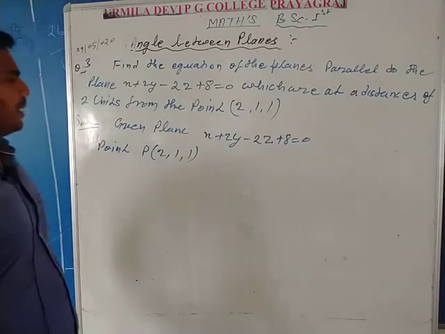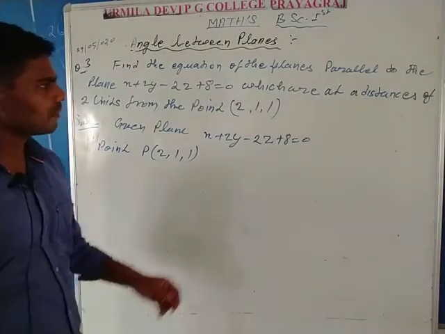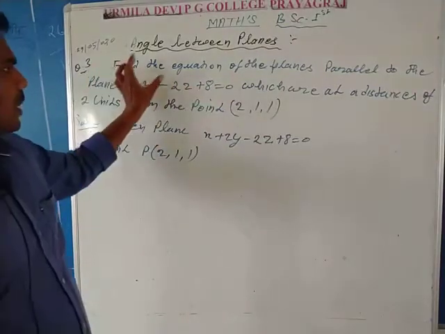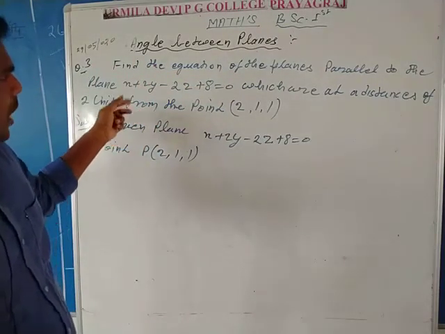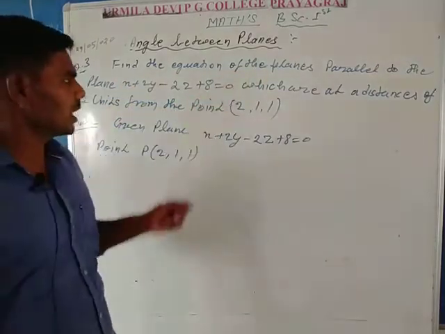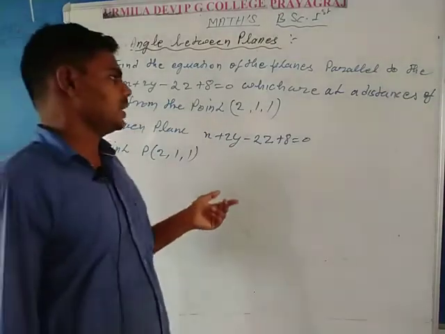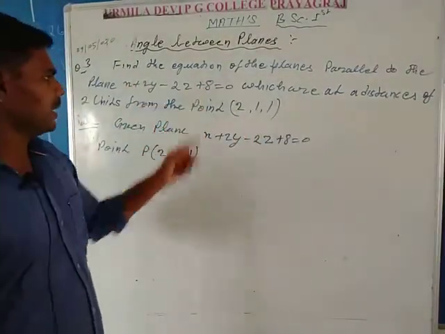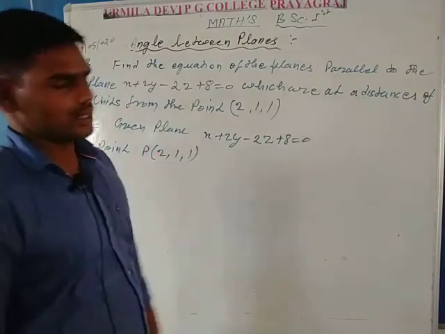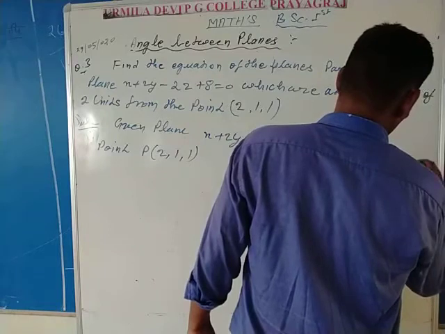In this question, given a plane equation and a point. We have to find the equation of the plane which is parallel to this given plane, and the perpendicular length from the point (2, 1, 1) to this parallel plane is equal to 2 units. So here this is the plane.